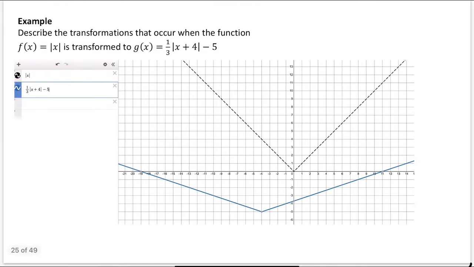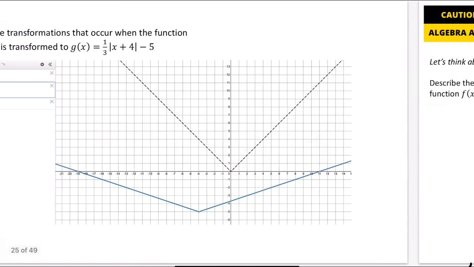So I'm going to graph in Desmos. Okay, I can very quickly see that this graph has been vertically compressed, right? It's like someone squashed down my graph. And it is shifted left 4, right? If I look at the vertex, it went left 4, and it did go down 5. Okay, so you see you can always verify using Desmos, which is a very important thing to do.